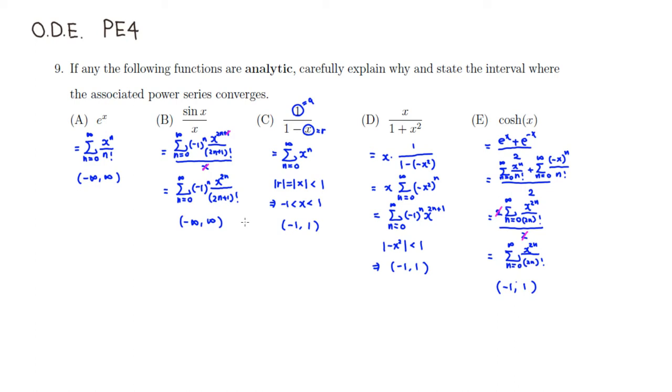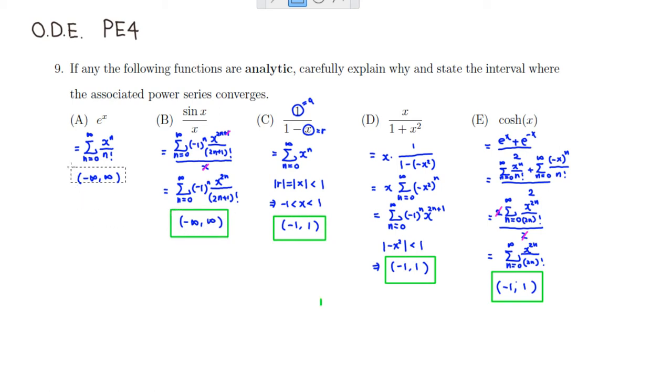And maybe I'll just box these. These are the intervals of convergence. Oh, actually, I messed it up here. I didn't mean to write this. This is all real numbers I meant. So this is all real numbers, which is negative infinity to positive infinity. All right. That's it. I hope that this was clear.